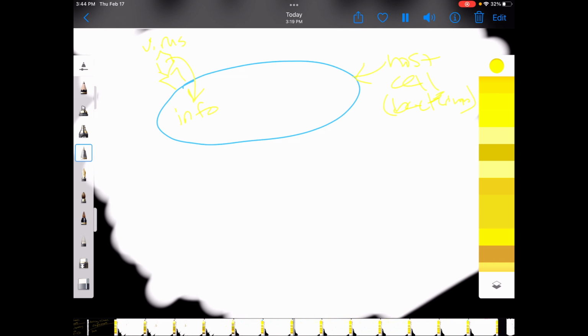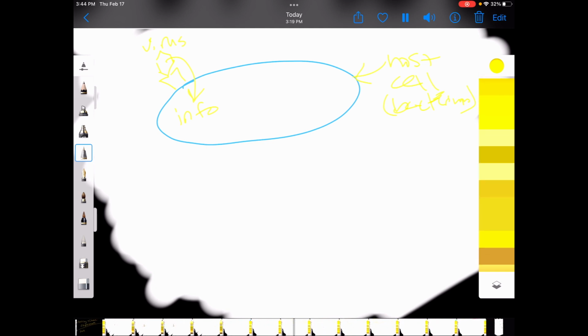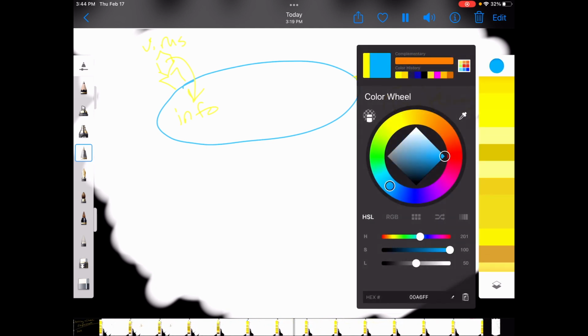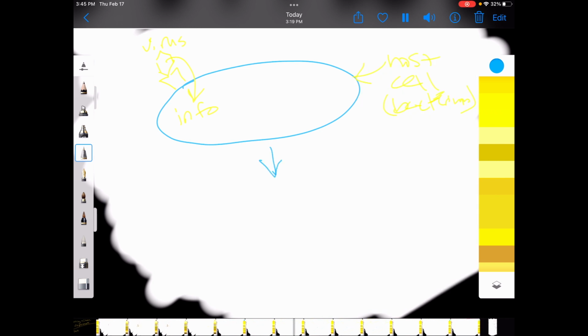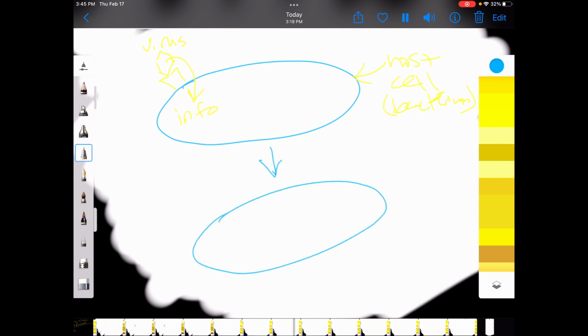Information is transferred into the host cell, and it's used to make new virus particles. That's how viruses reproduce. And so we know that whichever type of molecule is injected is going to carry that hereditary information.